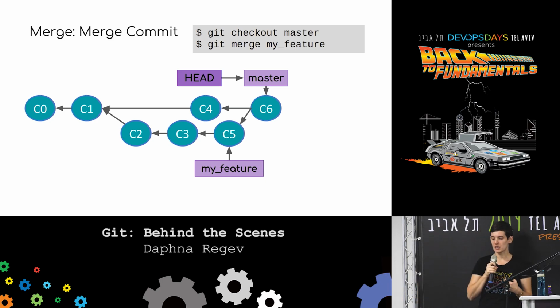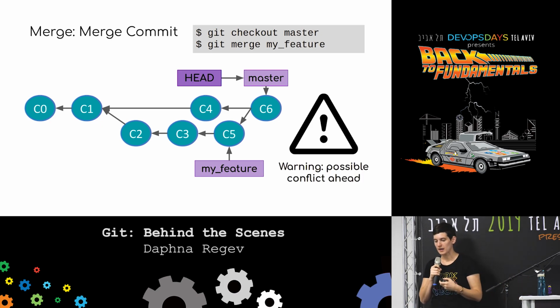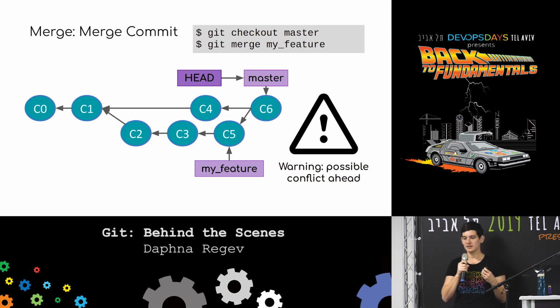Okay, so we merged our feature into master. We have this new merge commit. And something to notice here that didn't happen in the fast forward is that there could be conflicts. Git is very good about merging in general.